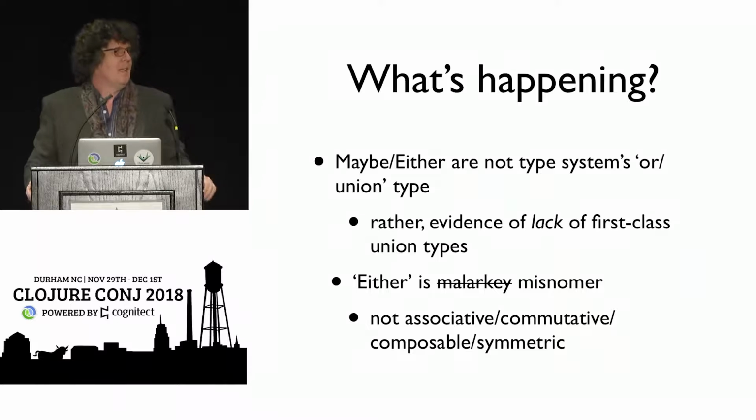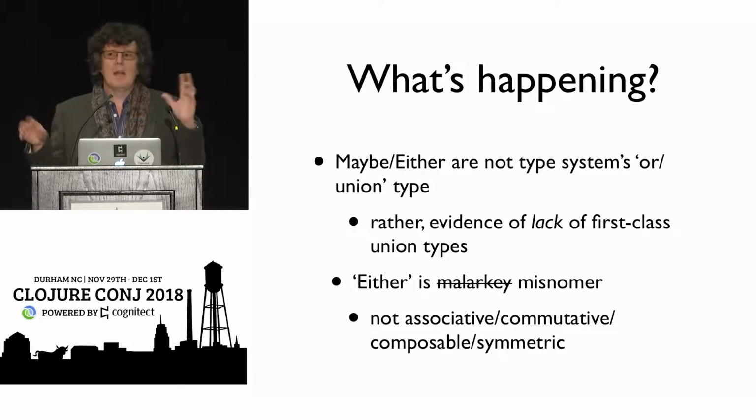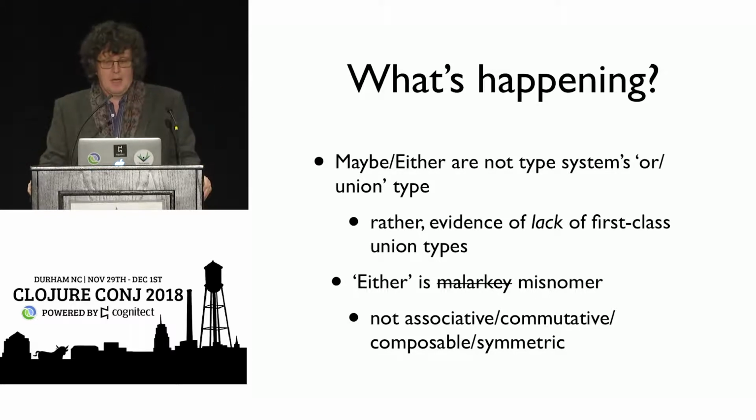So what is happening here? What's happening is that Maybe and Either, in spite of their names and the play on language in English, are not actually 'or', no matter how many blog posts from people that just learned Scala and Haskell you read. This is not or, right? This is evidence of a type system that does not have or for types, does not have union types. And you're trying to fix it in user space. And guess what? You can't fix it in user space.